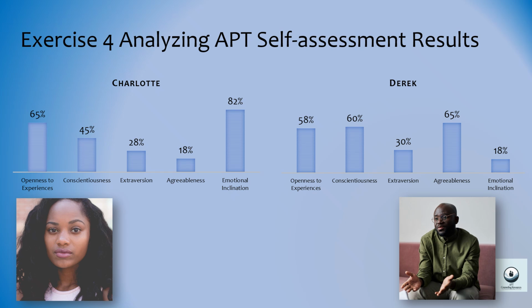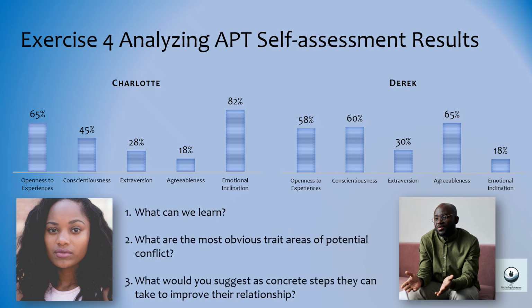Charlotte and Derek are going to help us with this exercise. Pause the video and think through your answers to these 3 questions. What can we learn about Charlotte and Derek from their personality trait profile? What are the most obvious trait areas where Charlotte and Derek might experience conflict? And what would you suggest to this couple as concrete steps they can take to improve their relationship? Resume the video when you're ready to hear what we think about this couple.